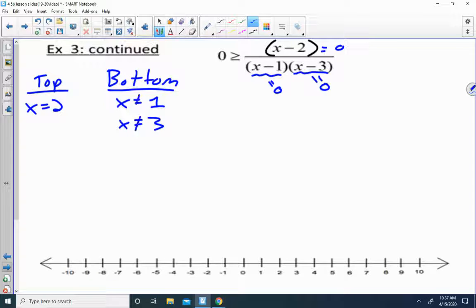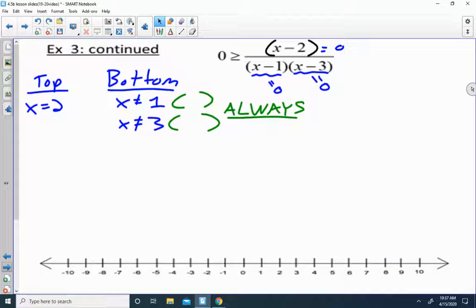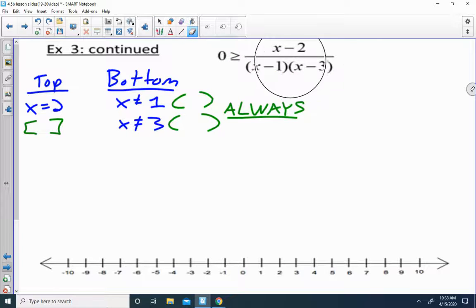But as always, the bottom cannot be equal to 0, so you say x not equals 1 and x not equals 3. And as always, they are going to get open parentheses, both of them, because they're both part of the bottom. And then for the top, what brackets will it have, open or closed? Take a look at your inequality. That's going to tell you closed bracket. All right. So now we got all the information we need to find our intervals and our test values.